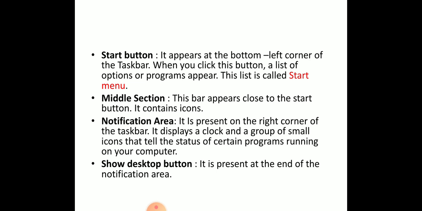Notification area. It is present on the right corner of the taskbar. It displays a clock and a group of small icons that tell the status of certain programs running on your computer. What is the function of the notification area? It shows us which programs are running on your computer. Suppose you open Paint, then you minimize it, then the taskbar shows that Paint is open. Now, show desktop button. It is present at the end of the notification area.